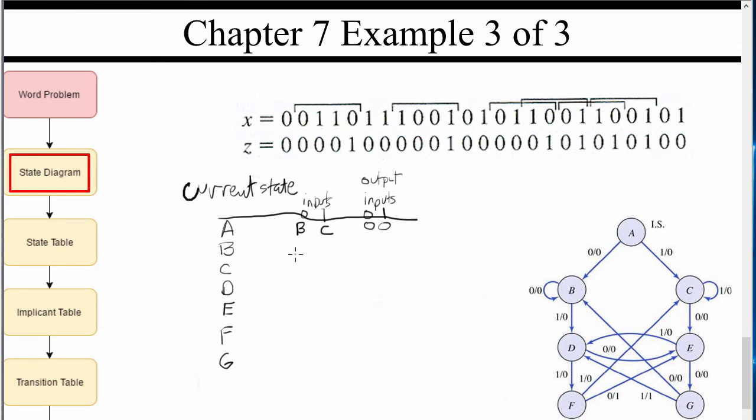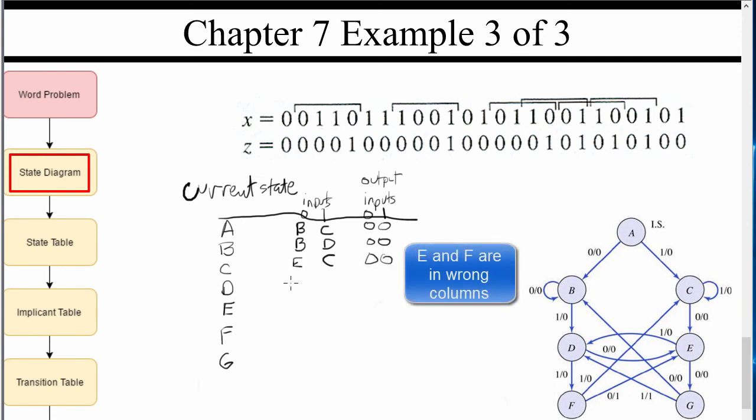All right, now if we're at B and we get a 0, we stay at B. And if we get a 1, we go to D. And we output a 0 both times. If we're at C and we get a 1, we stay at C. But if we get a 0, we go down to E. And we output a 0 both times. If we're at D and we get a 1, we go down to F. If we're at D and we get a 0, we go over to E. And we output a 0 both times.